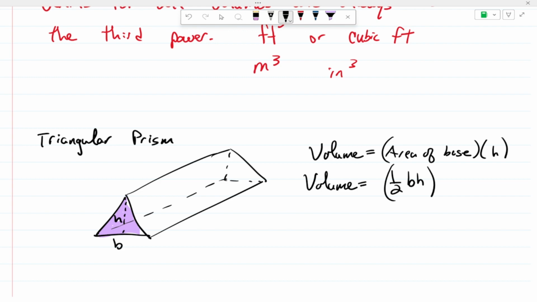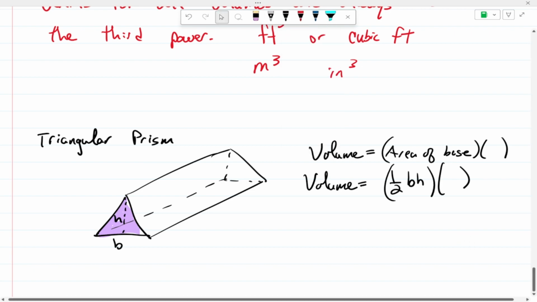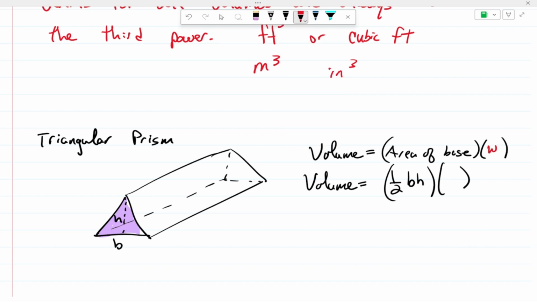And then we have to multiply this by the height again, which is going to be this right here. Actually, you know what? Instead of using H, let's use a different letter. We'll use W for width. And that's going to be this whole thing right here. So it's going to be all of that. All right.